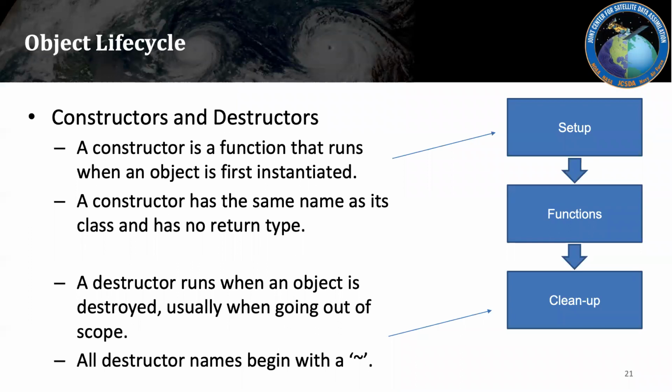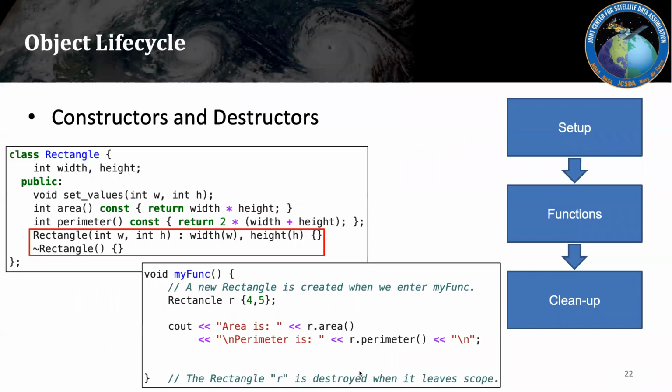Any destructor has the same name as the class, but it starts with a tilde. Again, this is just so that you can figure out how to read things like this. Here's an example of both in class Rectangle. This would be a constructor, and this would be a destructor. In this case, the destructor isn't doing anything, but it does get called when the object leaves scope or when you're destroying the object.